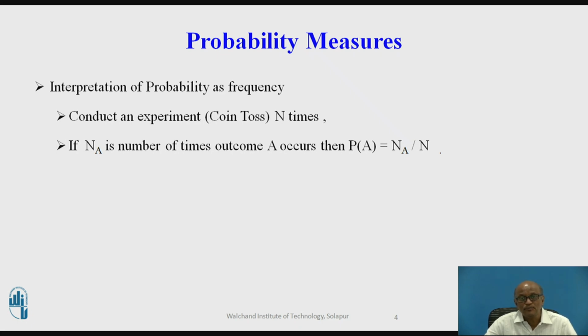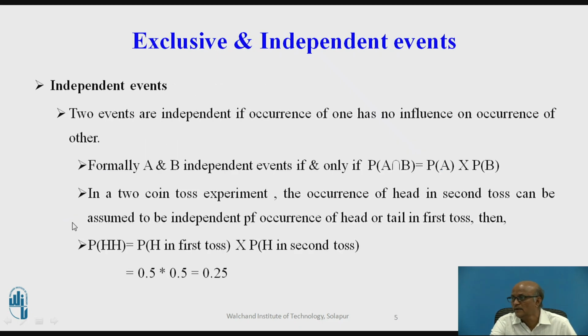So this is bounded between 0 and 1. If we look at the other outcomes, it will be (n minus n(A)) by n, and therefore they add up to the probability of the sample space, which is equal to 1. Let us go to the next slide.